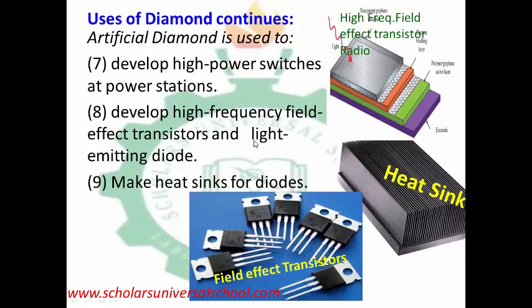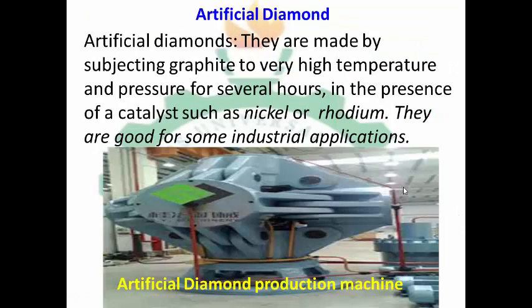It is used in making high frequency field effect transistors and light emitting diodes. Then it is also used in making heat sinks. This is an example of a heat sink. If you have opened an electronic device or a computer before, you see something like this mounted on the processor. This is to absorb heat that is generated in the electronic machine, and the heat can spoil the electronic components. So a heat sink will help to absorb the heat.